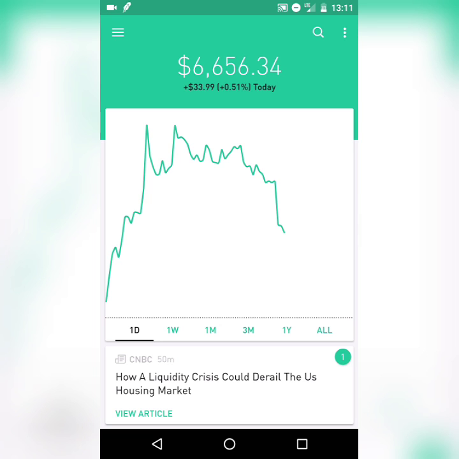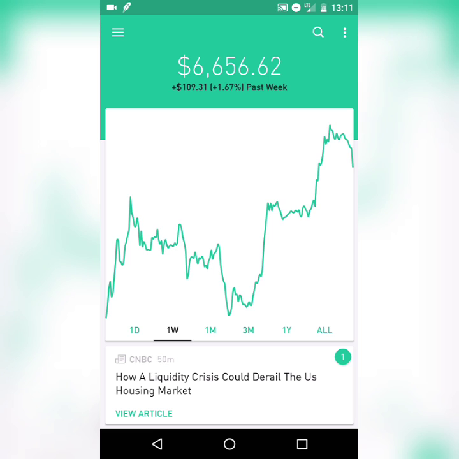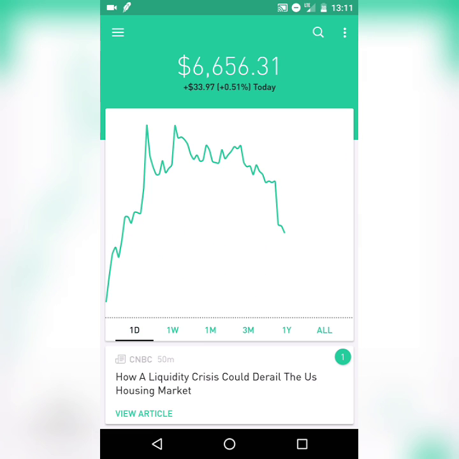So yeah, I just wanted to check in, up a little bit here today. Looks like only $34 now, so sitting at about 66.56. I'm getting back some of those losses I've incurred over the last week, so not looking too bad today.